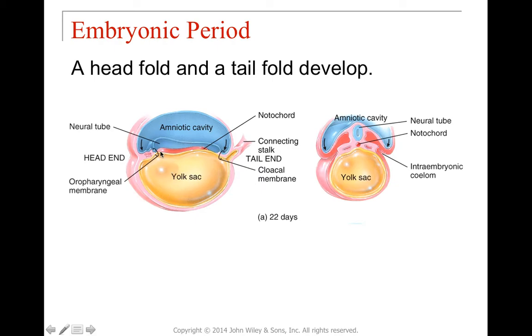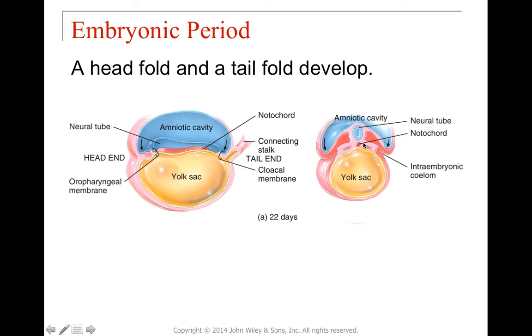Okay, so this is going to be the head end and the tail end, and we're going to have a little bit of fusion that's going to form here at the oropharyngeal membrane. We're going to have the same thing happening here at the cloacal membrane. Again, that's going to be oriented towards the tail of the developing organism. This region here in the center, that's the notochord. On top, we have the amniotic cavity, and the bottom, the yolk sac. All of this should be very familiar to you at this point.